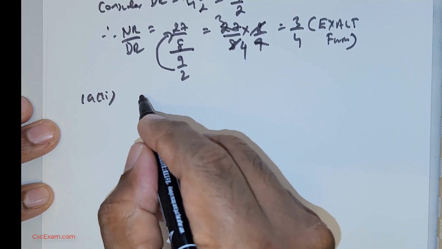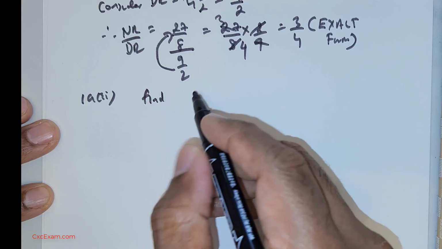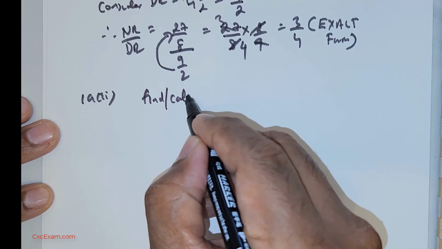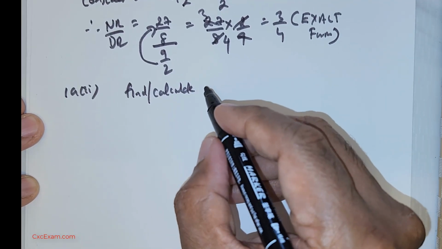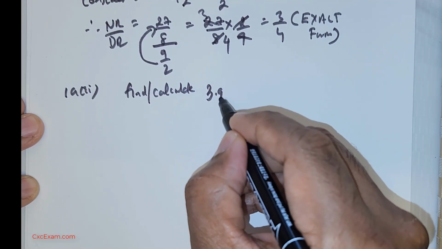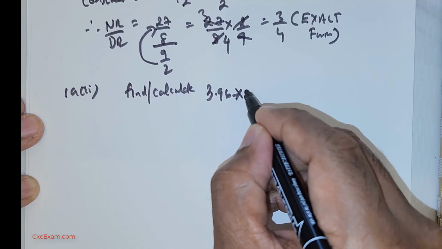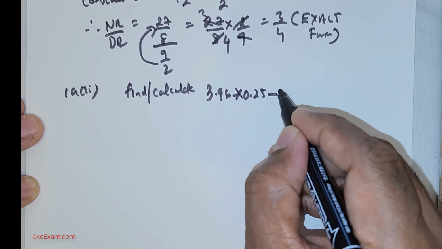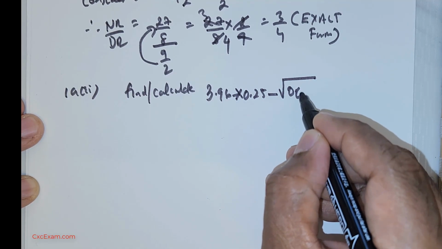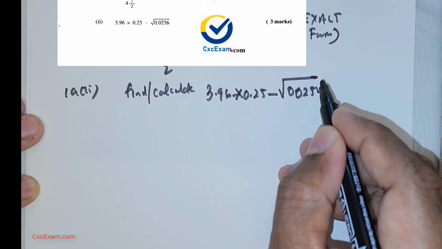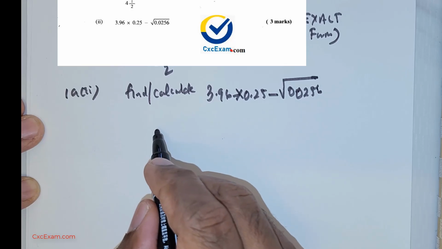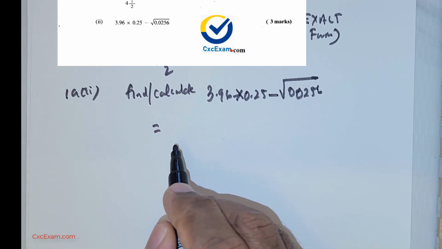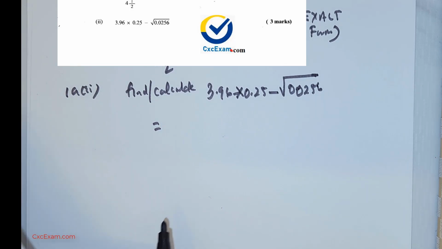We are asked to find, or the word used is calculate, also possible. So 3.96 multiplied with 0.25 minus the square root of 0.0256. They are asking us to obtain this value. Now you can use your calculator.